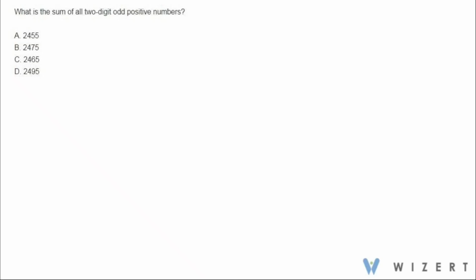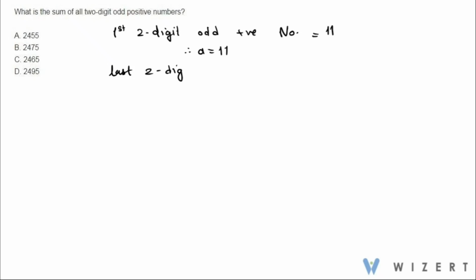We have this question here. What is the sum of all two-digit odd positive numbers? So we know the first two-digit odd positive number is 11. Therefore, A equal to 11. The last two-digit odd positive number equal to 99. Therefore, L equal to Tn equal to 99.